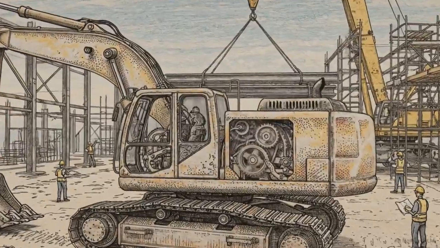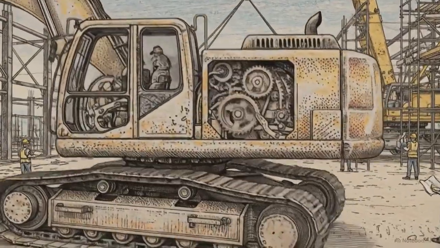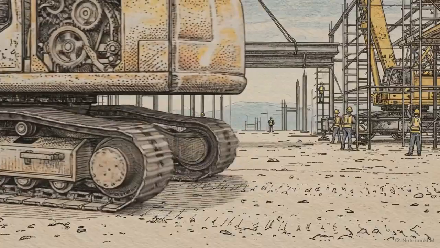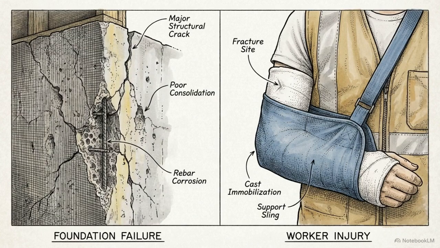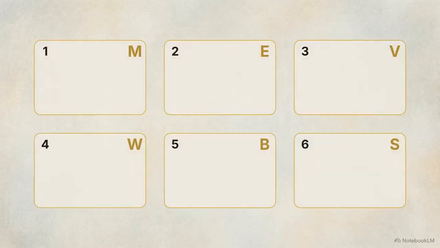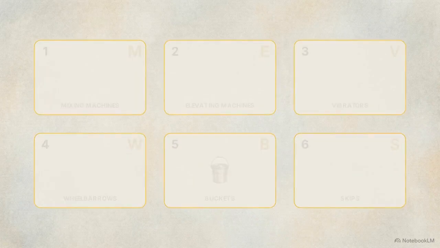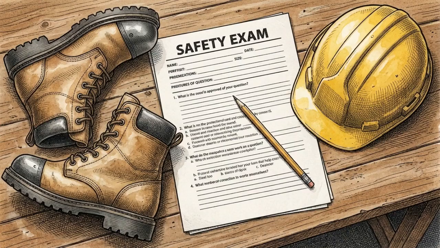A construction site is an environment of constant motion. With dozens of moving parts and heavy materials in the air, stepping onto a site without knowing how to operate the machinery safely is a direct path to serious injury or a completely ruined build. Today, we are going to master the 6 essential machines you need to know. Understanding these tools will get you ready for your exams and keep you safe on the ground.